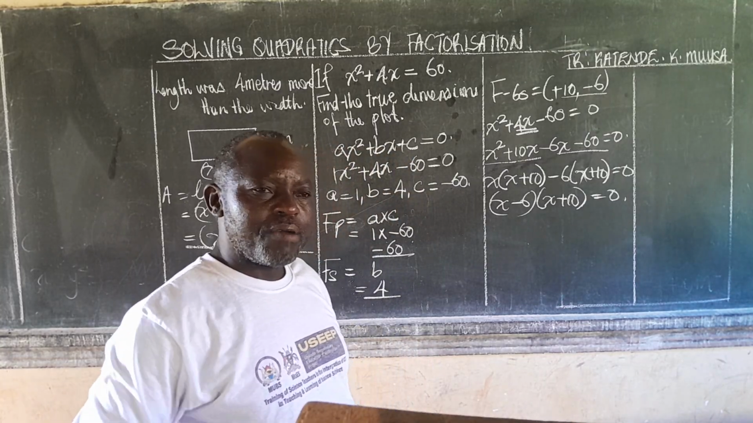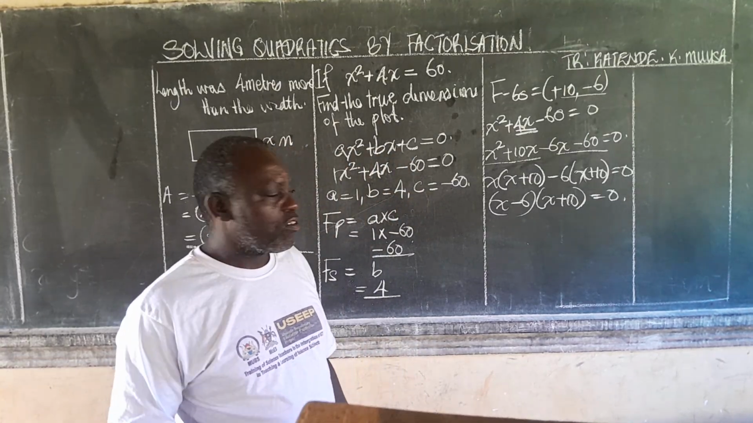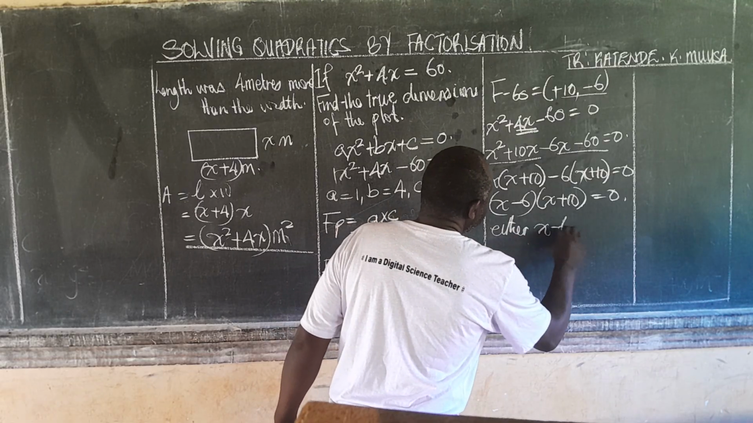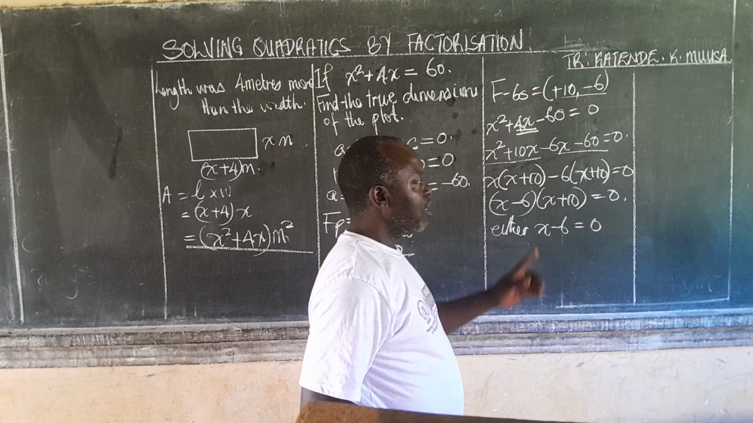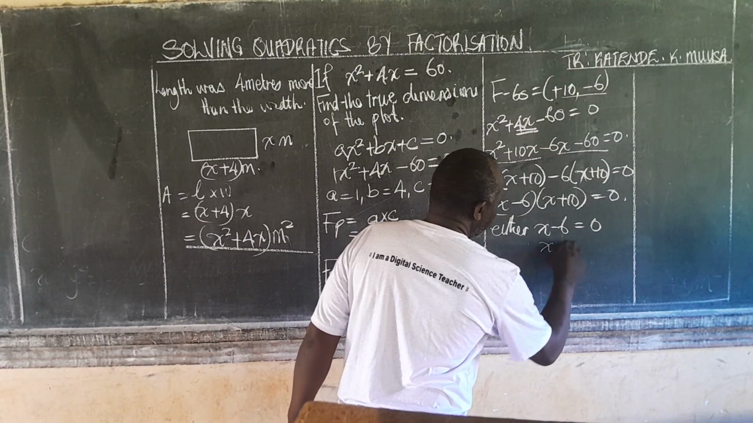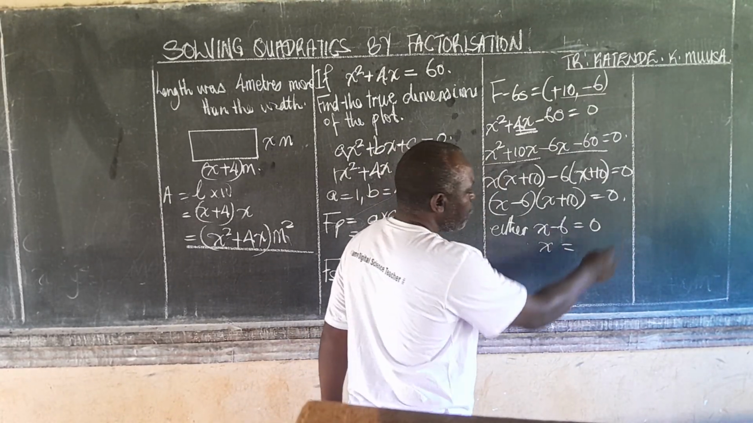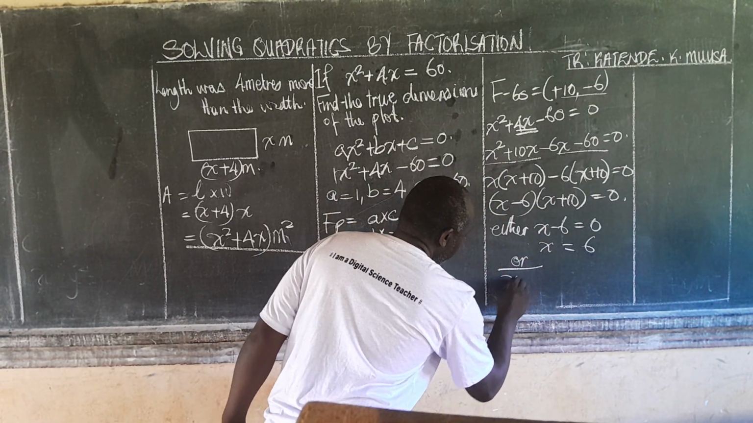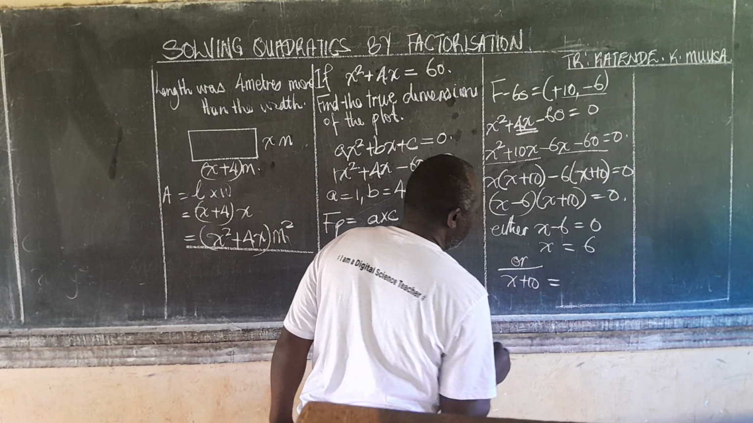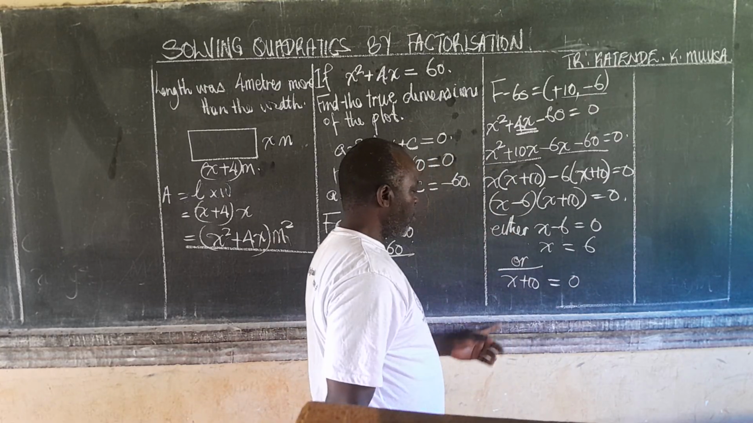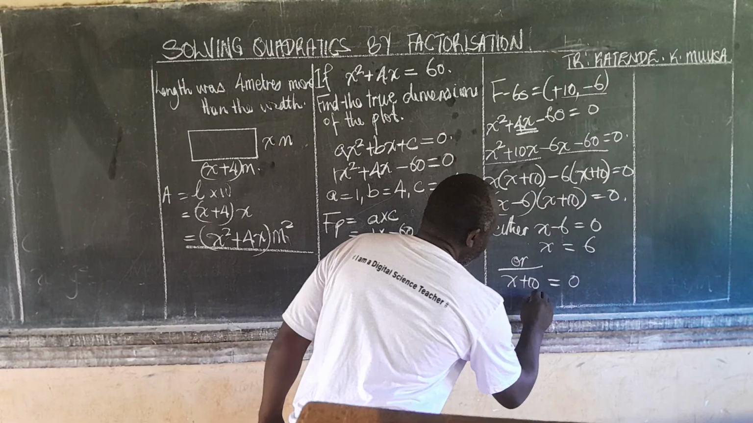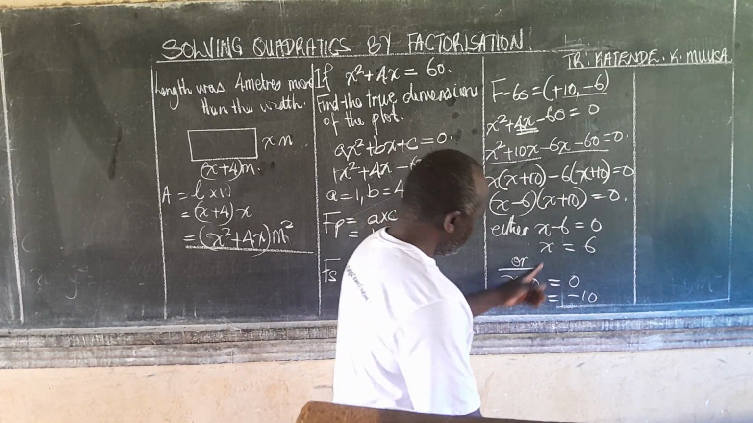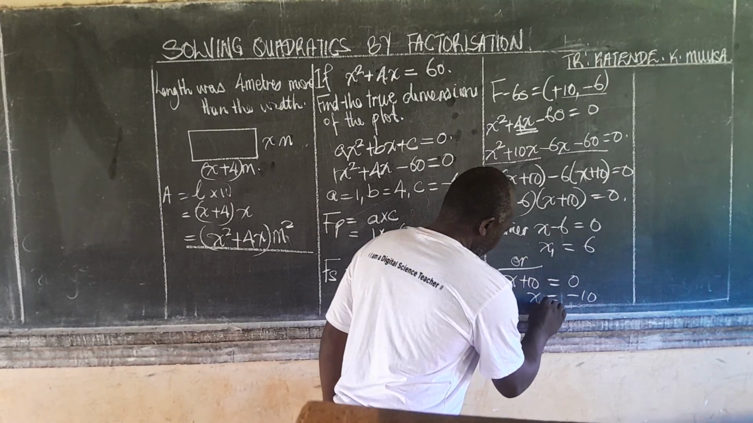And then the product of two numbers is 0 if one of them is 0. Therefore, we are going to say either x minus 6 equals 0, which means x equals, when this one crosses, becomes positive 6. Or x plus 10 equals 0. When this one comes to this side, we are going to say x equals negative 10. Now we have two values of x. This one is said to be x1, and this one is said to be x2.